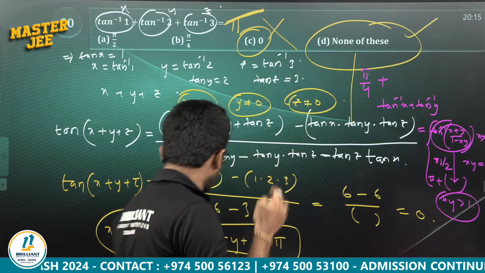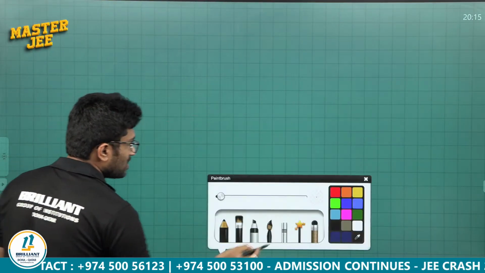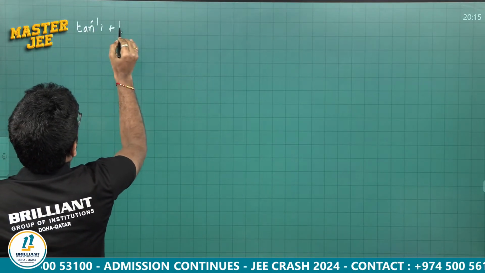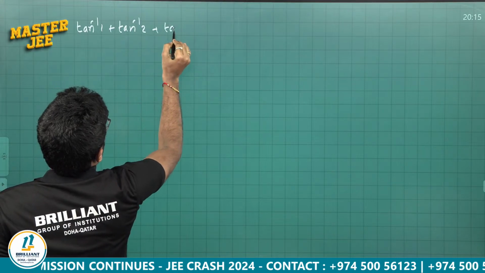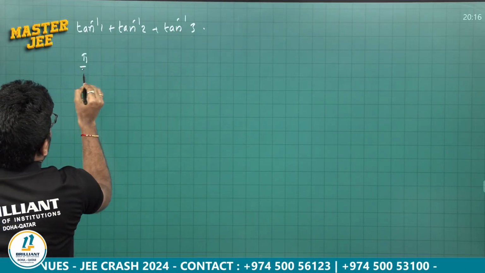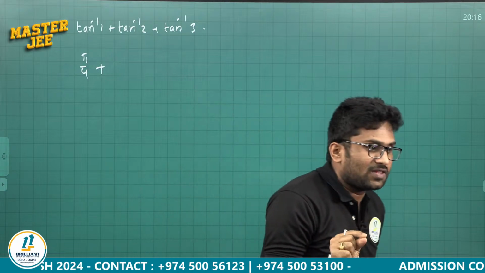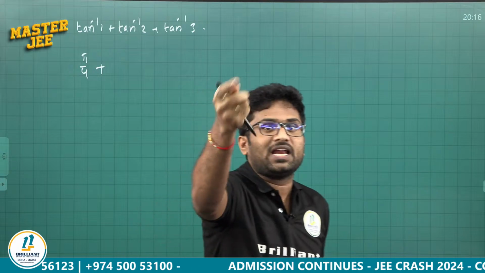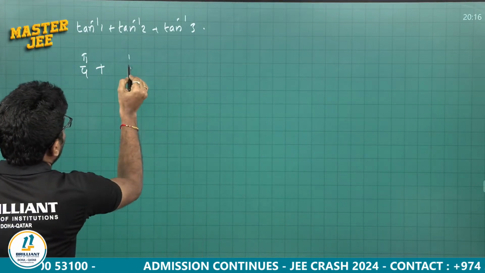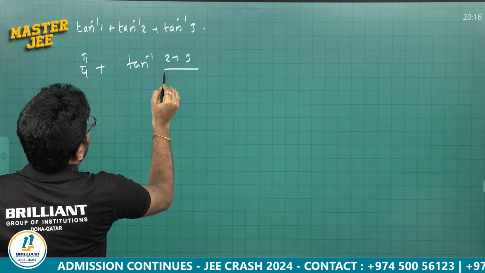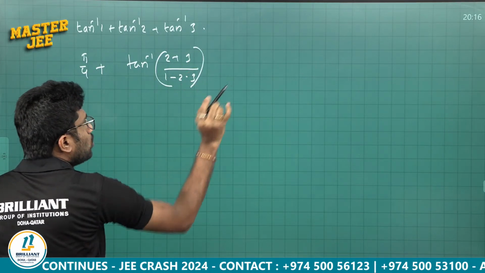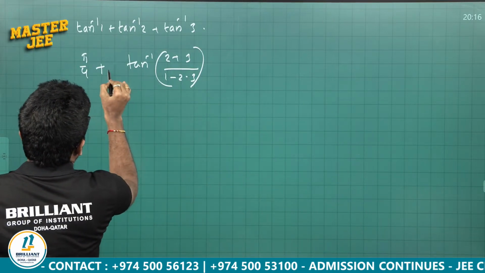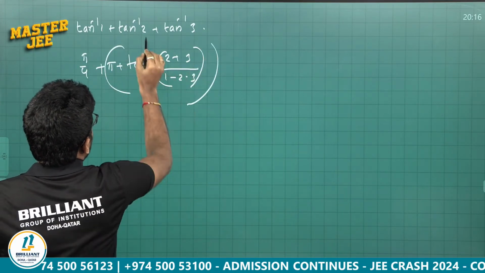Now the same question I'm trying to do in Karthik's method. Tan inverse 1 plus tan inverse 2 plus tan inverse 3. Tan inverse 1 is pi by 4. 95% of the students will be doing it this way: tan inverse 2 plus tan inverse 3 means directly tan inverse of 2 plus 3 by 1 minus 2 into 3. They make it wrong. It is not tan inverse directly, it is pi plus this value.